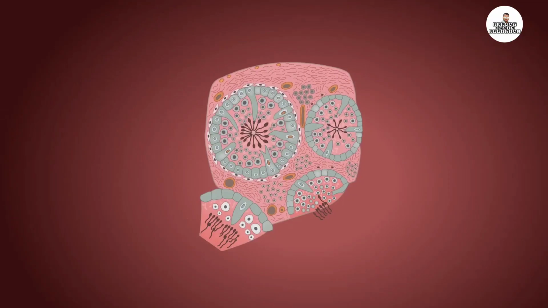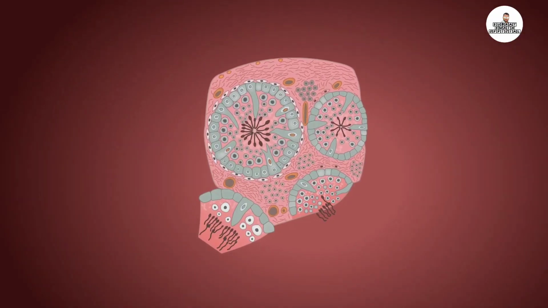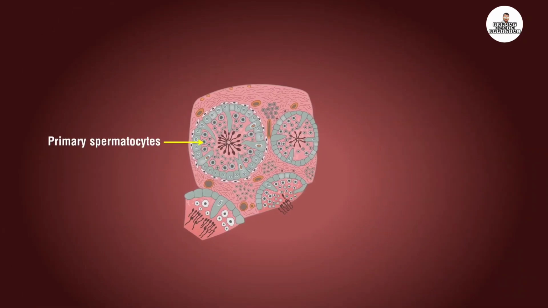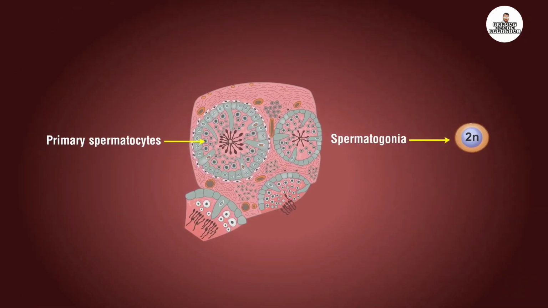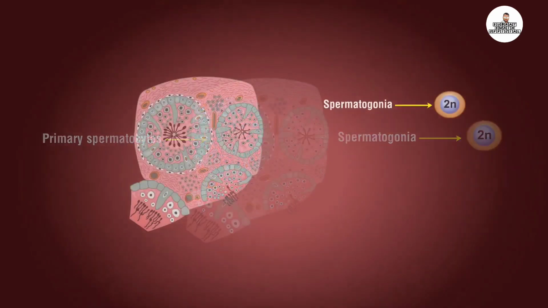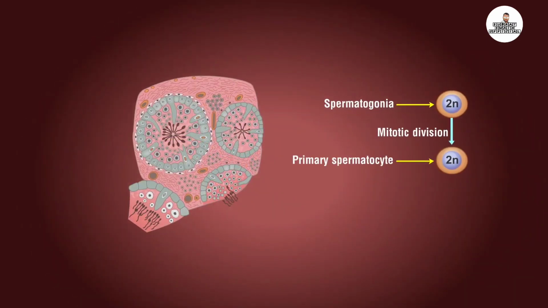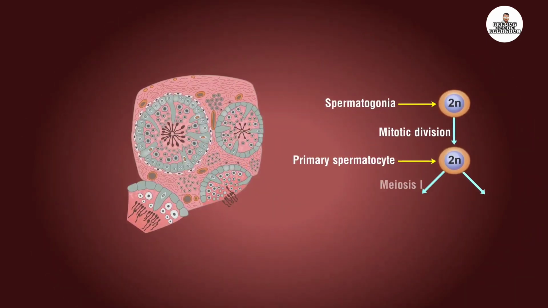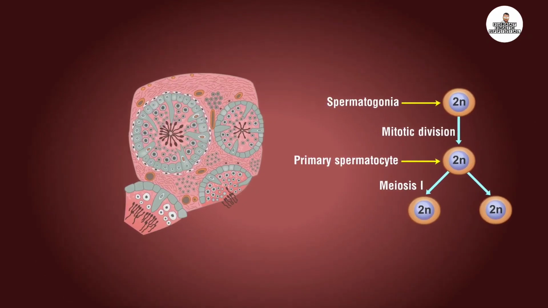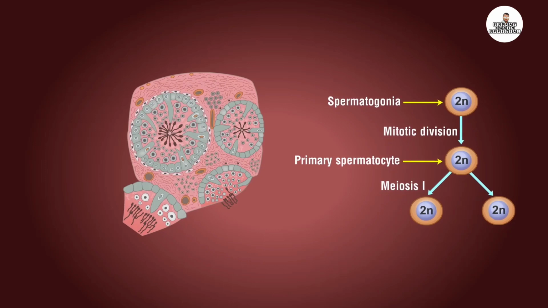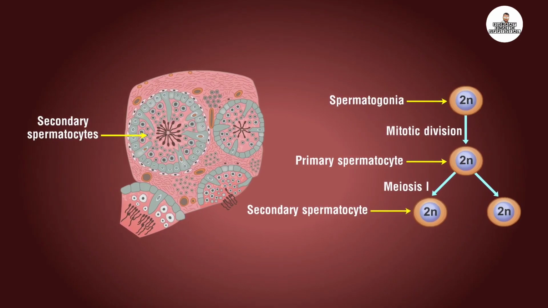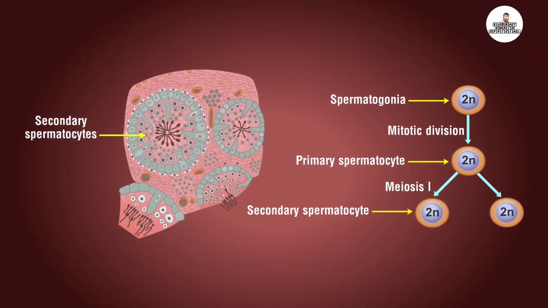The spermatogonia or male germ cells multiply by mitotic division and form primary spermatocytes. Each spermatogonium is diploid and contains 46 chromosomes. The primary spermatocytes periodically undergo meiosis and complete the first meiotic division, leading to formation of two equal haploid cells called secondary spermatocytes, which have only 23 chromosomes each.